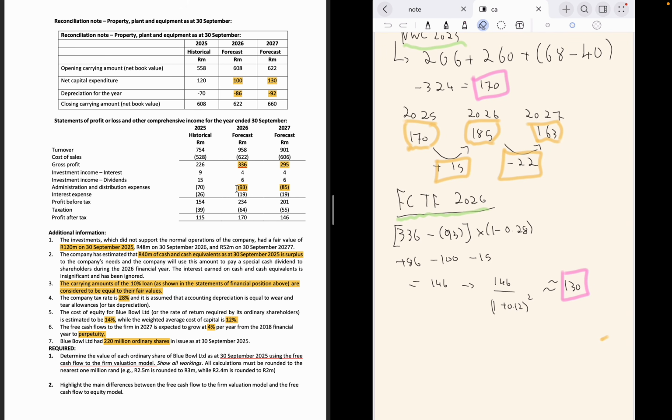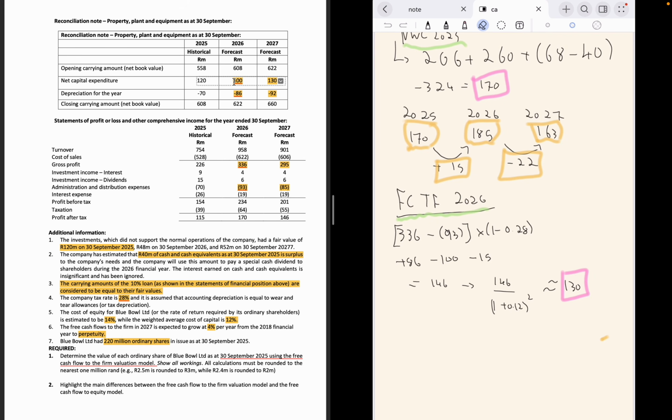Then I subtract tax. The way I do it is I just multiply it by 1 minus the tax rate. So we've told the tax rate is 28% over here, 28%. So then all you have to do is you just have to take 336 minus 93 and you multiply it by 1 minus the tax rate. That gives you a value. You add 86. That 86 is our depreciation. Here's depreciation for 2026. Great. Then we subtract 100, net capital expenditure.